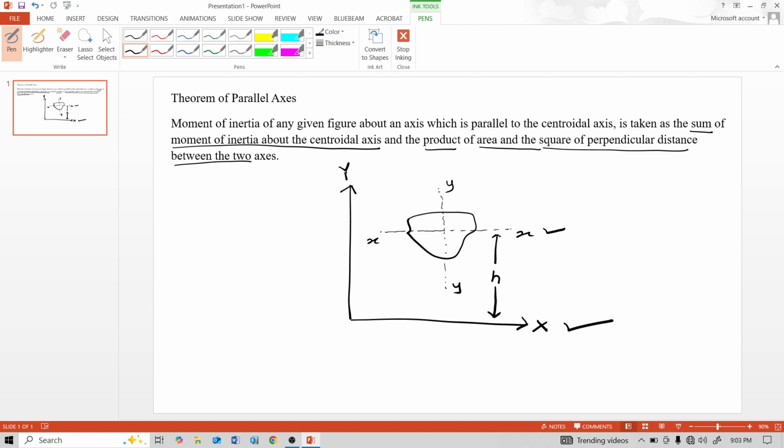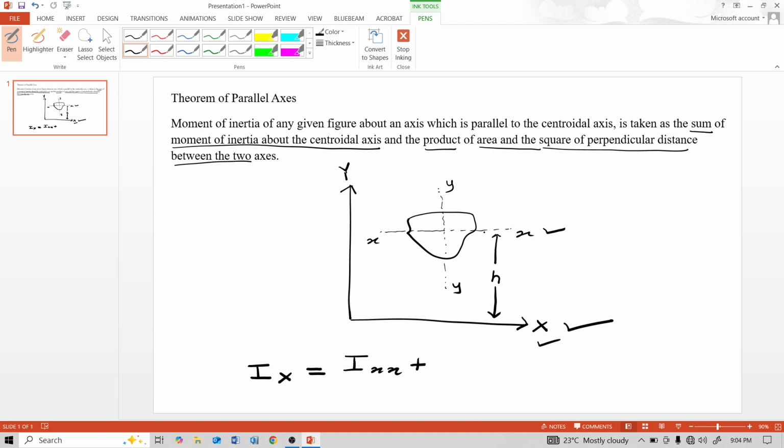Moment of inertia of any given figure about an axis. See, calculate moment of inertia for this x-axis. This x-axis is equal to the sum of moment of inertia about the centroidal axis. This small x-axis is the centroidal axis, Ixx, plus the product of area and square of perpendicular distance between the two axes.